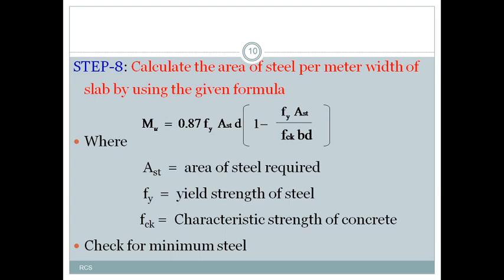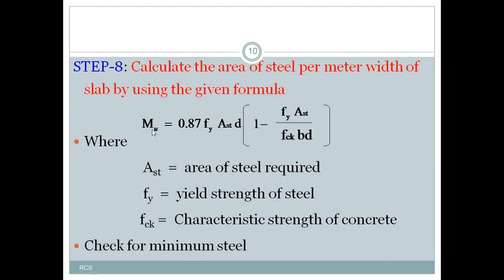As we know, any design, it may be a beam or a column, design means calculation of its dimensions and the amount of steel required in the particular RC element. Similarly, we have decided what depth to be provided for the slab, one way slab. Now we have to decide what is the amount of steel required for a meter width of slab.